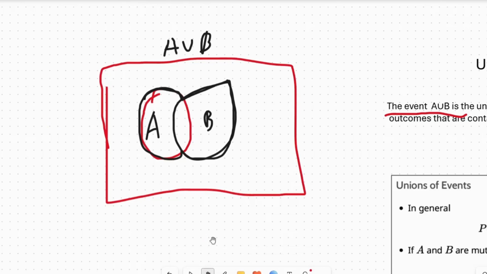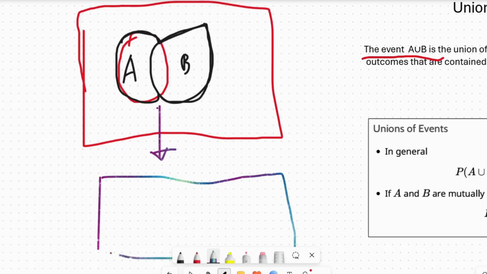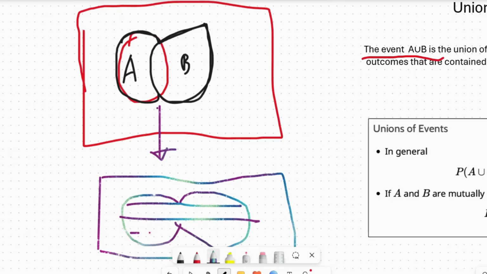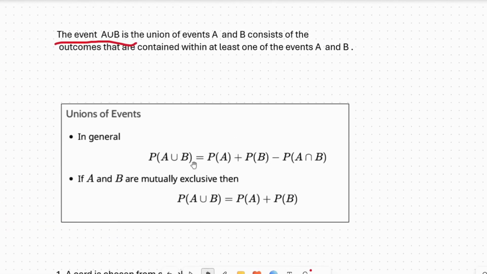If we take A union B, how does it look in the graph? We write it this way. This is the graph, and this is the value A and B, all the values in between. This is the A union B. I hope you understand. So let's learn some formulas.